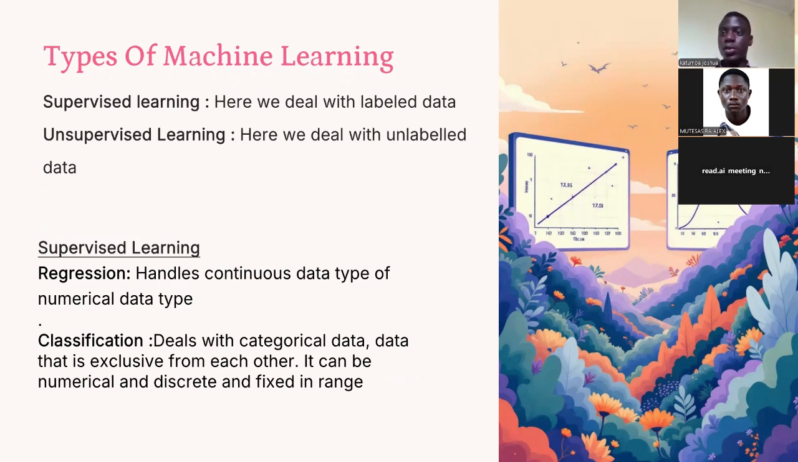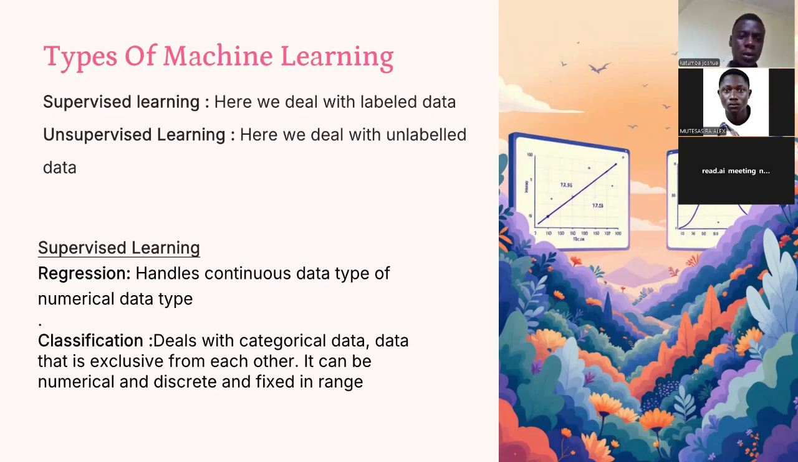We have regression. With regression, you handle continuous data of a numerical data type. For example, you can be dealing with the height of students in inches. So this one is 5'4", this one is 5'8", this one is 5'10". So 5'10" means that it's taller than 5'4", and 5'4" means it's shorter than 5'10".